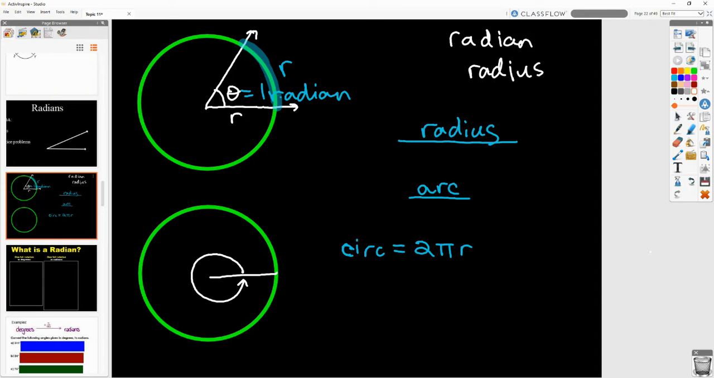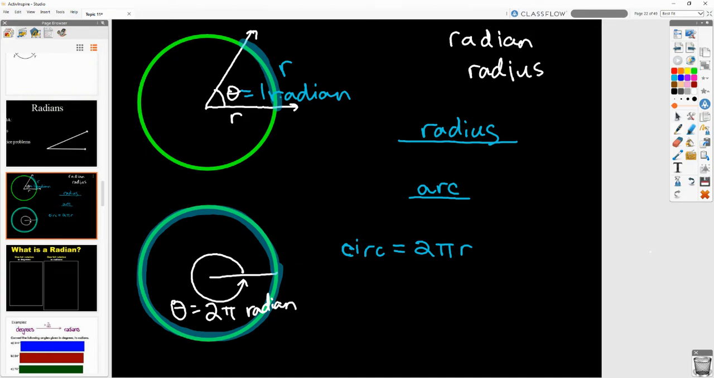Well, that rotation creates an arc. If we go an arc all the way around the edge of this circle, that arc length would be equal to the circumference. And since the circumference is 2 pi r, that means the number of radians in this rotation was 2 pi radians. That's how many radius lengths you have going around the edge of the circle, so that's how many radians you have in that angle.